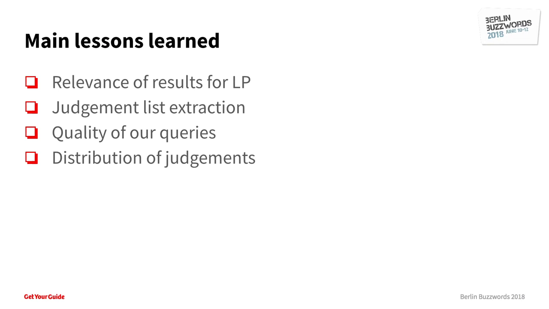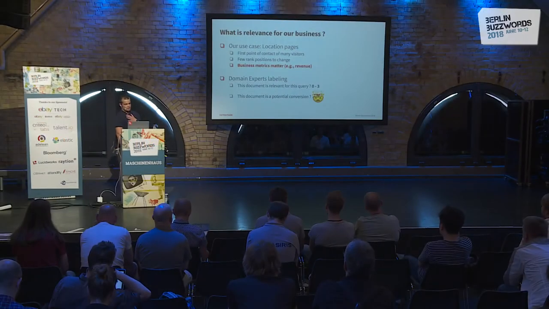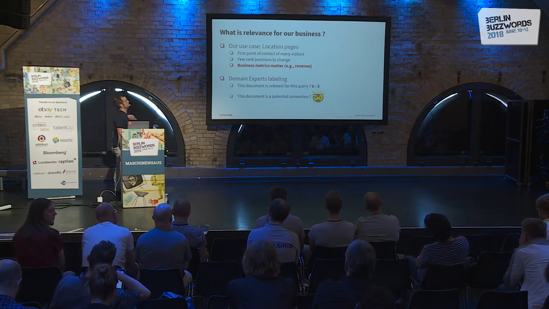And then we had a lot of lessons learned. I would like to cover the main ones: the relevance of results for this page, the problems that we found with the judgment list extractions, the quality of your queries, and the distribution of your judgments. So after these bad results from the offline evaluation, we started to question ourselves: what is relevance for our business?